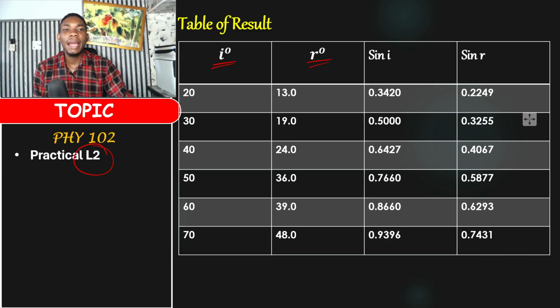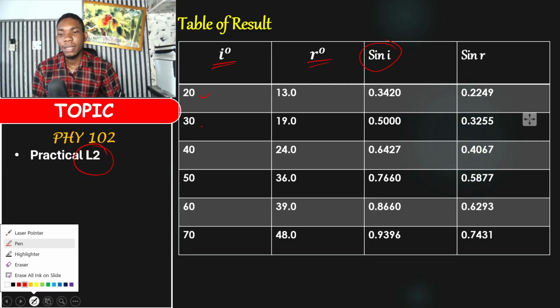then you calculate the sine of the incident angle, that is sine of every value you have here: sine 20, sine 30, sine 40, sine 50, sine 60, and sine 70. And then the sine of the refracted angle. The refracted angle is the value you got from the practical.